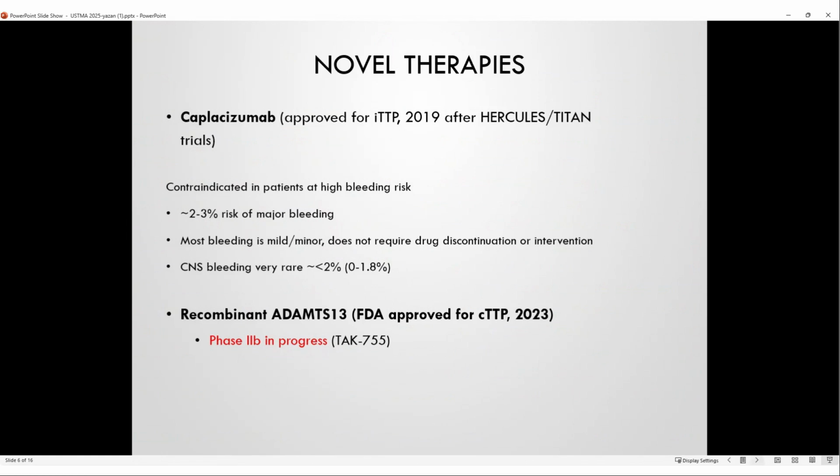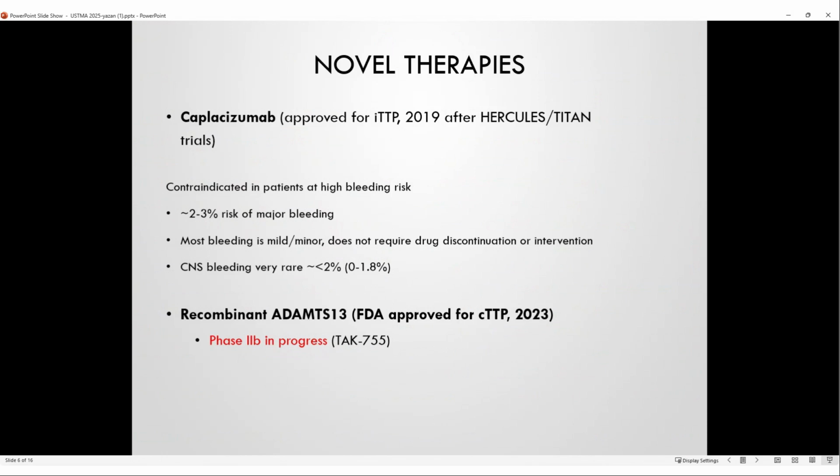So a brief recap here is that caplacizumab was first approved for immune TTP in 2019 after the Hercules and Titan trials, and is recommended by the ISTH guidelines to be considered as an upfront adjunctive therapy for immune TTP in addition to plasma exchange and corticosteroids / immunosuppression. Now, the benefit of caplacizumab was demonstrated in these trials in terms of the shortening of the duration of hospitalization, as well as a faster time to normalization of the platelet count and thus disease response.